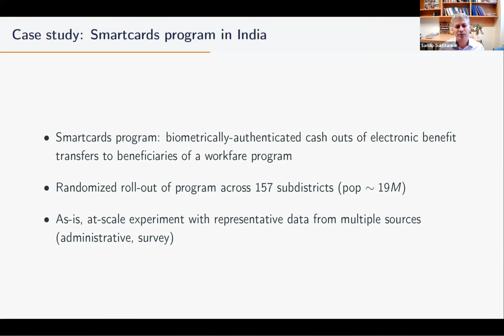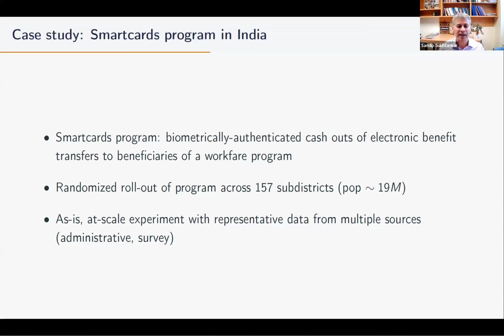And what we did was we worked with the government to randomize how the program was rolled out across a very large area, 157 sub-districts with a population of about 19 million people. And this was a sort of as is at scale experiment using representative data, right?